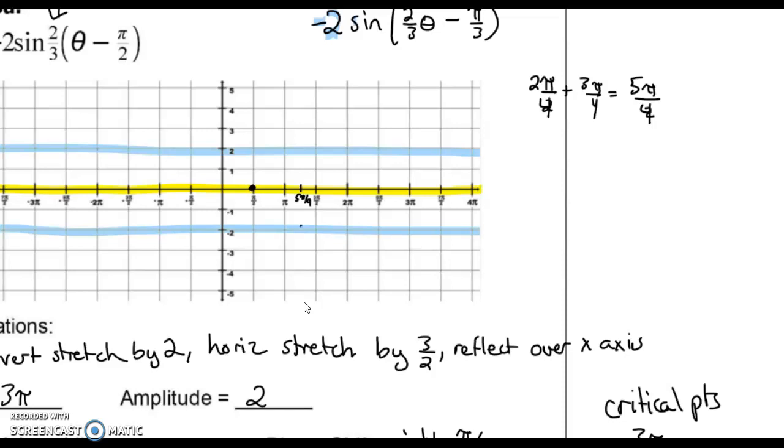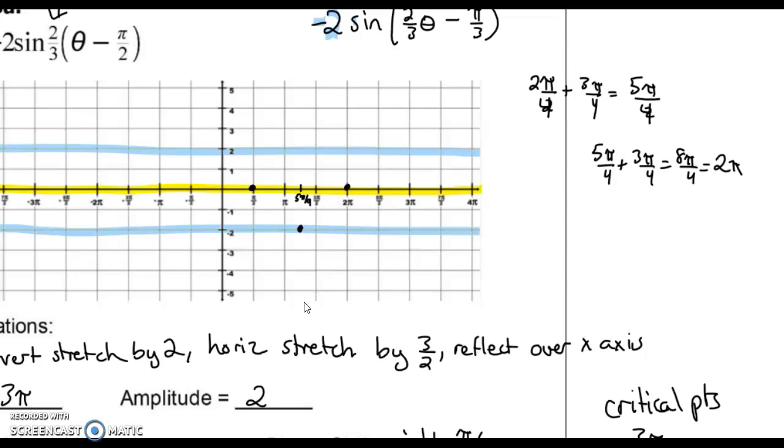Keep in mind, because of the reflection, it needs to go down first. Then it's going to be another 3 pi over 4. All right, that puts me at 8 pi over 4. So the next point is 2 pi. That's where it hits the middle.